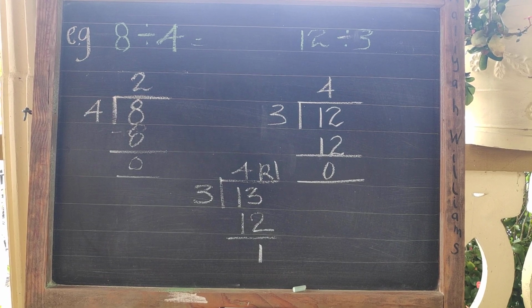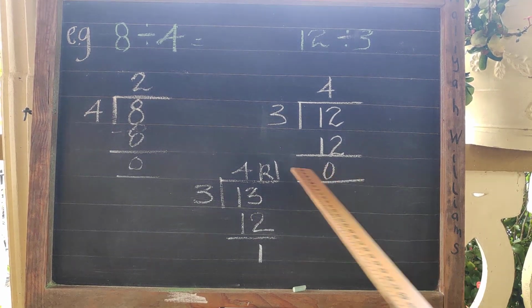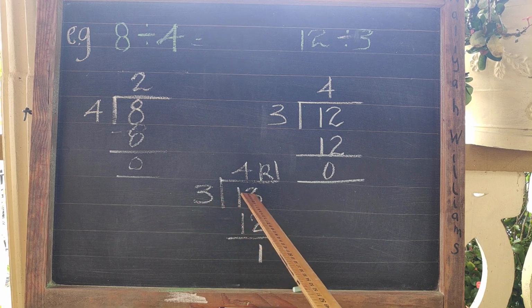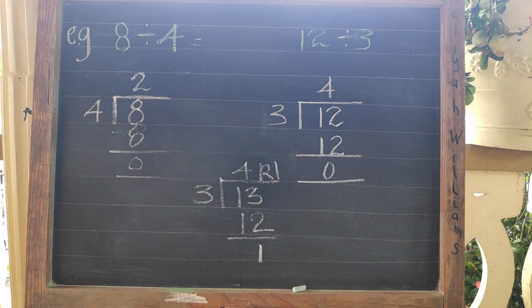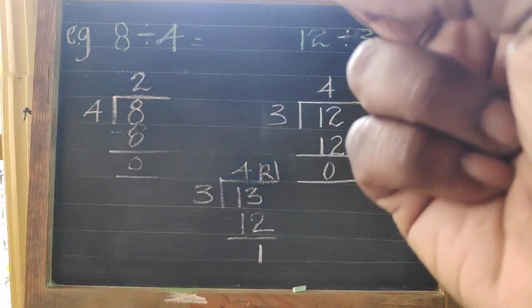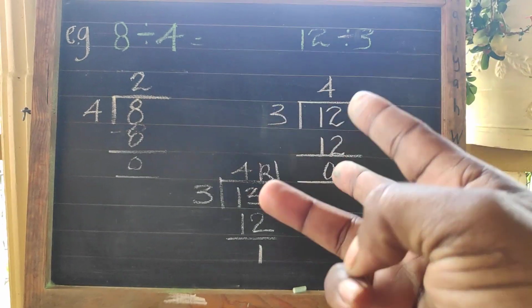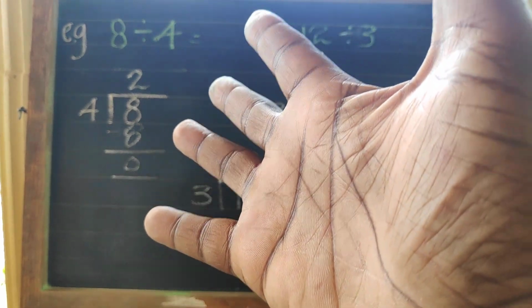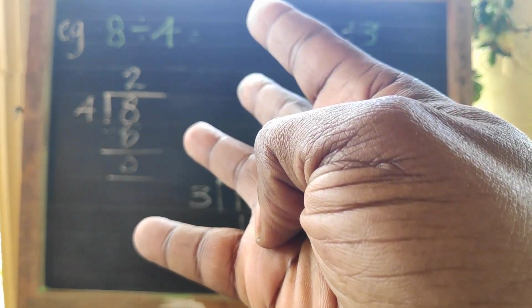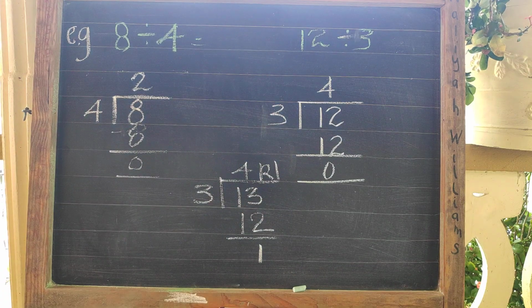Okay, I keep saying no remainder, so let's do one with a remainder just to see it. 13 divided by 3. We're making groups of 3. So let's see how many groups of 3 we can get in 13. So we go 3, 6, 9, 12, 15. 15 is too much. So going back to 12, 4. The closest one without going over is 4 groups. So we put our 4 here.